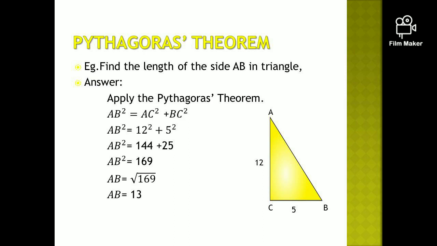We know 12 squared is 144 and 5 squared is 25. If you add them, you get AB squared is 169. To find the length of AB, we need to find the square root of 169. That turns into 13.